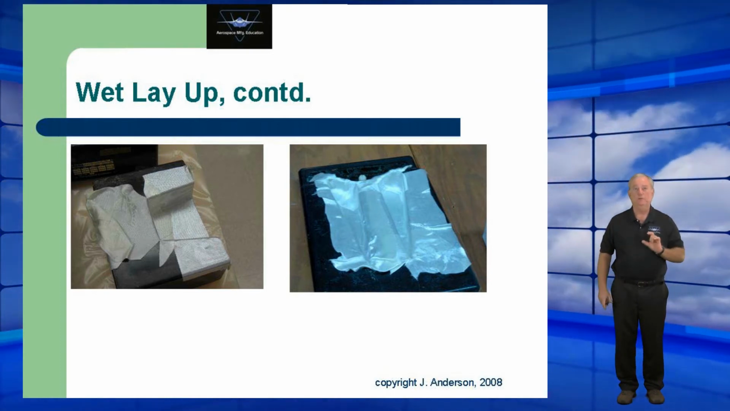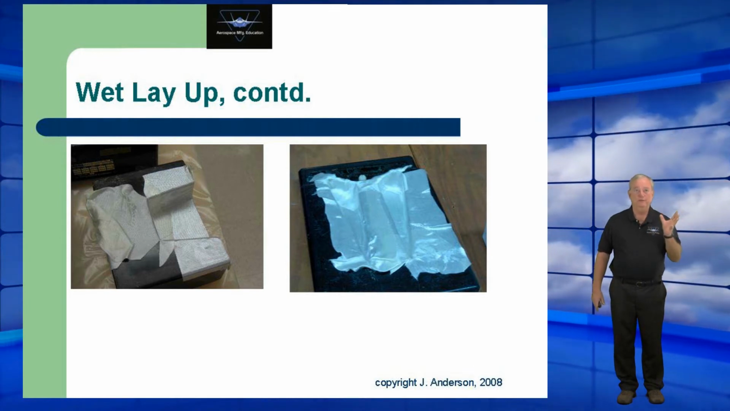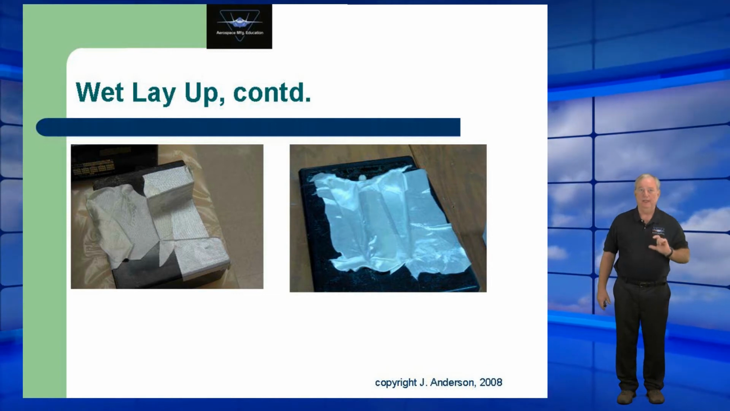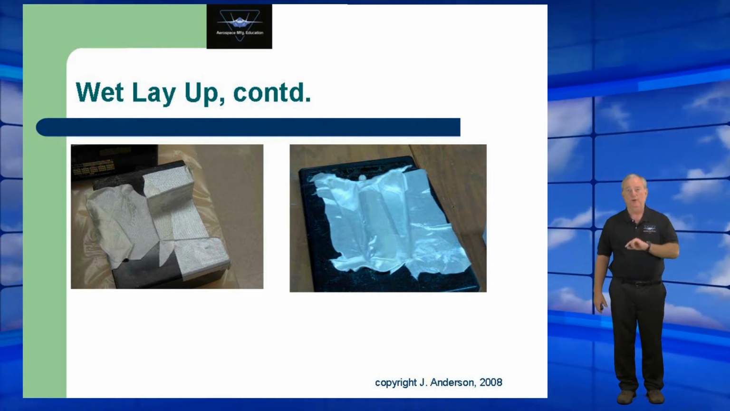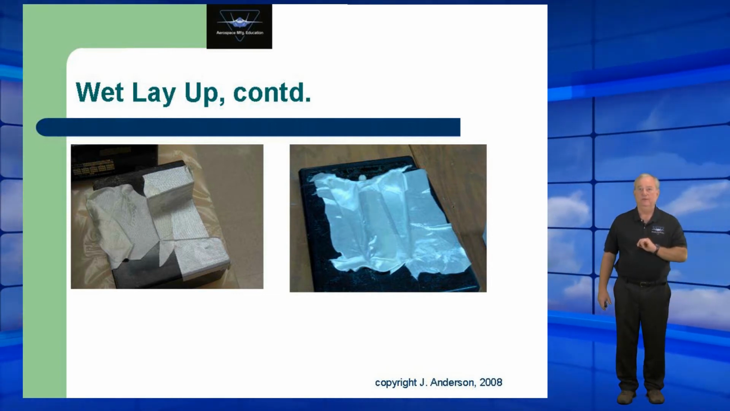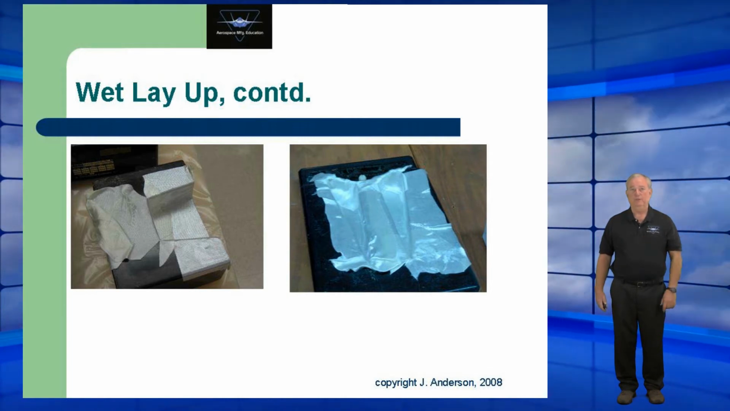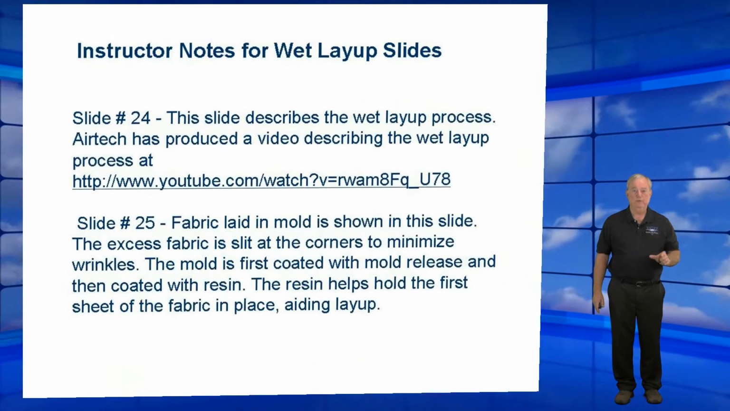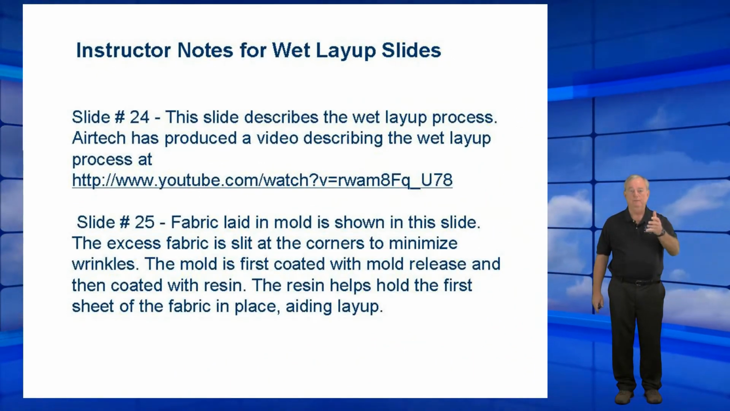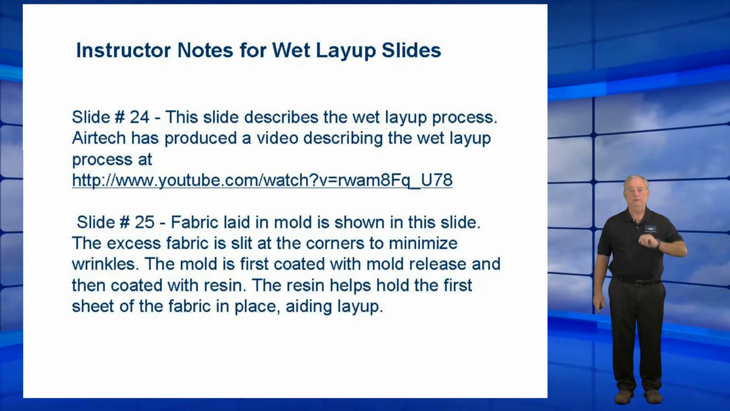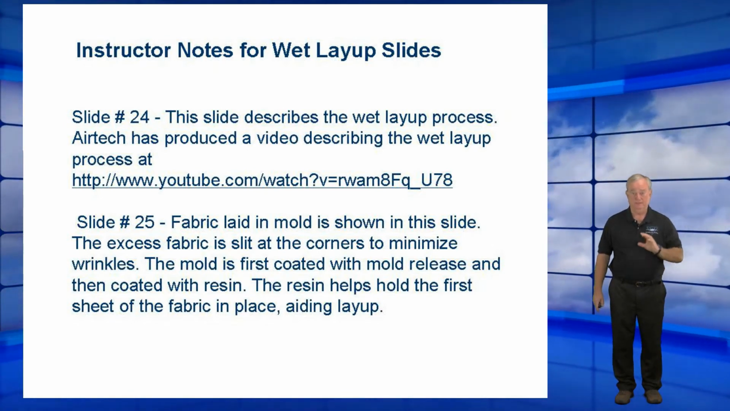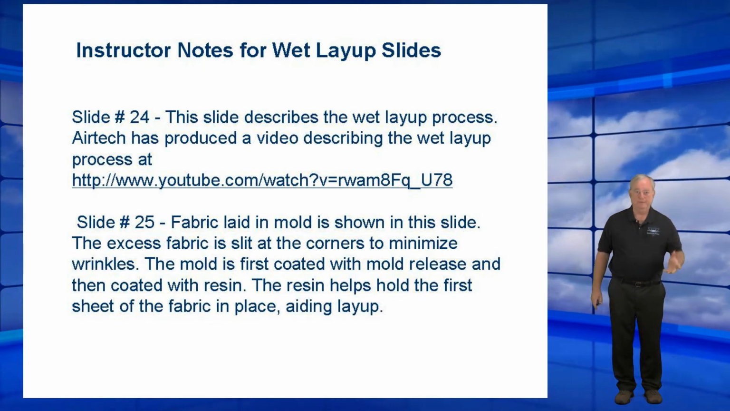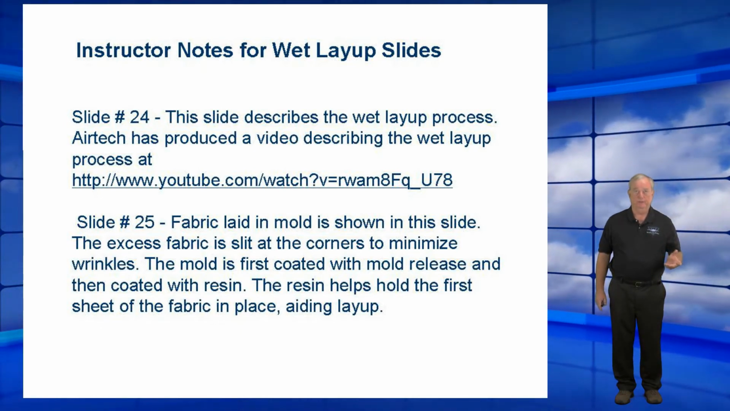These are actual molds showing on the left side the dry woven fabric laid up into the mold, and on the right side the fabric impregnated with resin. So describing the process in words and then backing that up with a visual image of how the process works in a static picture is probably the classic way that we present materials in a lecture environment.